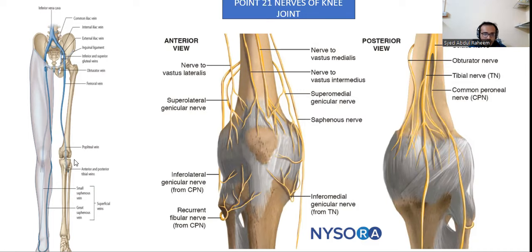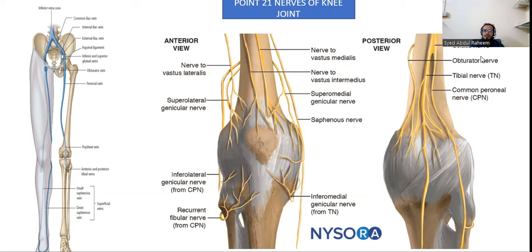You are able to see here. Okay. So this is the knee joint, where we have the anterior view and posterior view. So these are the nerves which surround the knee joint. You can see here nerves to vastus lateralis, vastus medialis, vastus intermedius. So these are the nerves supplying the muscles, and we have the knee joint.